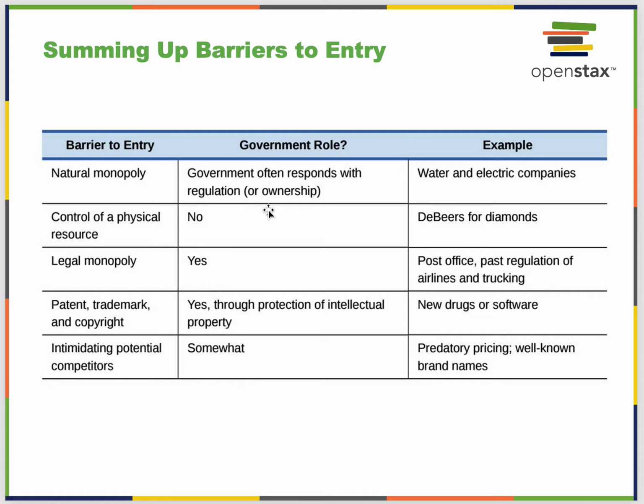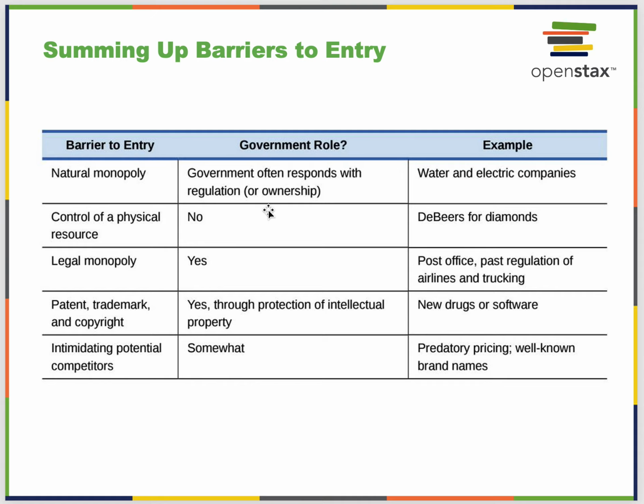A legal monopoly can also be water, because most water companies are done by municipalities, the post office, and past regulation of airlines and trucking, even though there was more than one airline and more than one trucking company, but it kind of made a monopoly out of the industry. Patent, trademark, and copyright. Well, is there a government role? Yes, the government grants the patents, the trademarks, and the copyrights, and provides that protection for that intellectual property. And we're talking about new drugs or software, as we talked about Pfizer before.